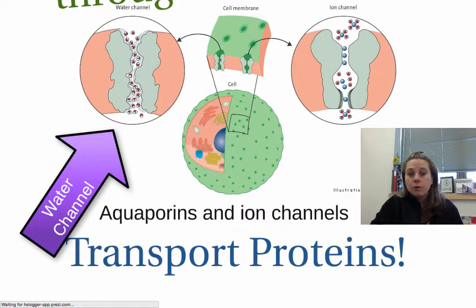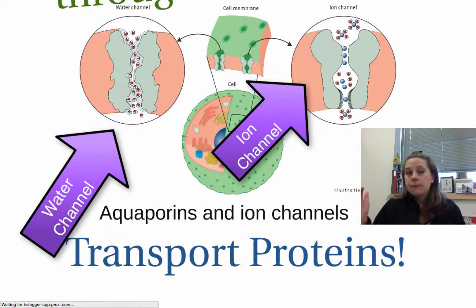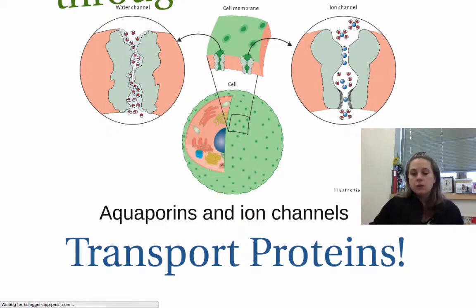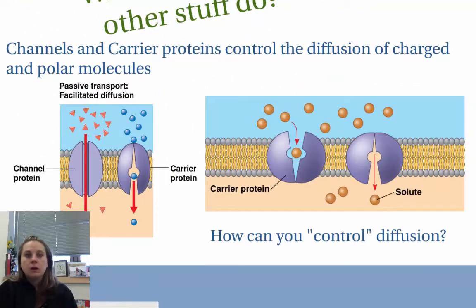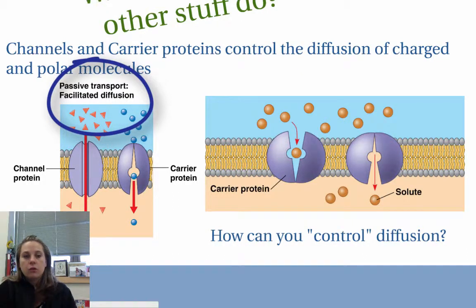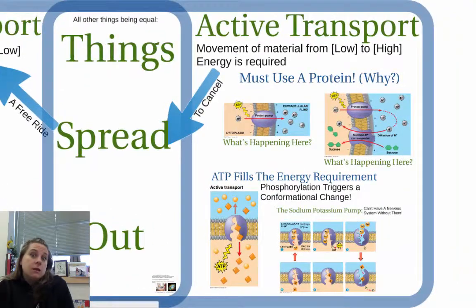This is where we have aquaporins and ion channels. Your aquaporin, that's for water. Water moves through these pores, those protein holes. Ion channels are for charged particles, because of the hydrophobic nature of your tails, they can't really slip through real well. So channels and carrier proteins are going to control diffusion of charged and polar molecules through the lipid bilayer. In some cases we can actually control diffusion, because if the protein channel doesn't work, that's how it can go. So we can look at it that way.